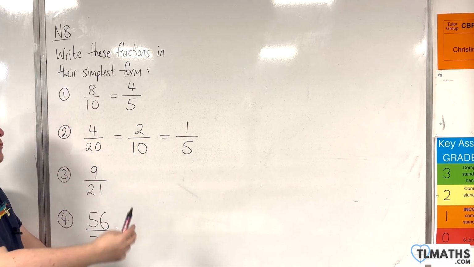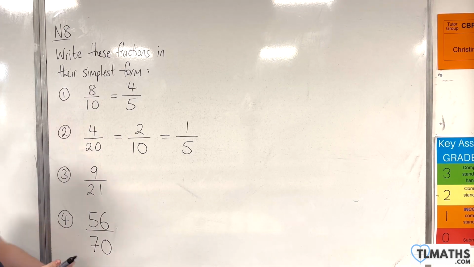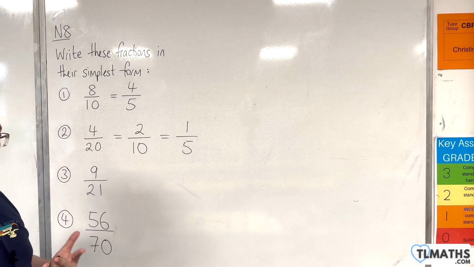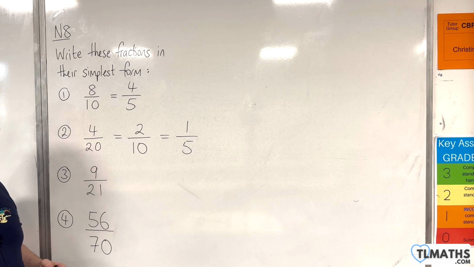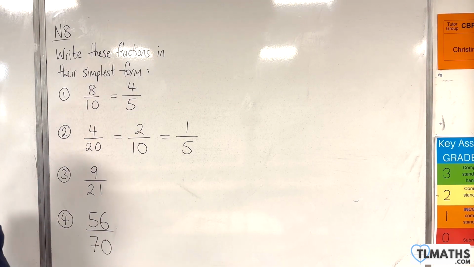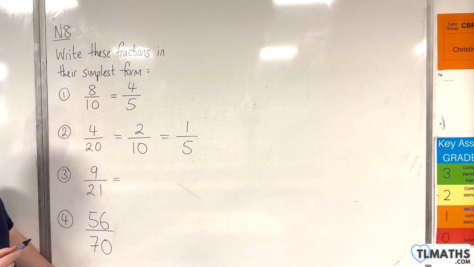Now, if you spot that both top and bottom can be divided by 4 at the first stage, go ahead, divide through by 4. It's really down to confidence, okay? If you take a few more steps than somebody else to do this, but you both get the right answer, we'll be fine, okay? Number 3, 9/21.